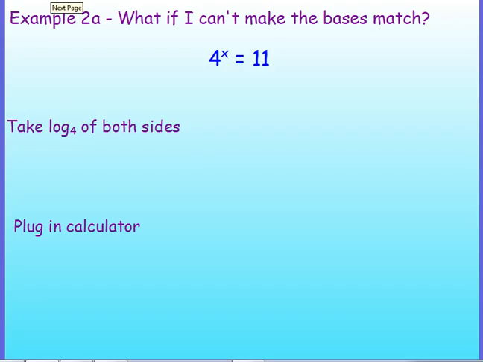So say I had this equation. 4 to the x power equals 11. Okay? So, does everybody see that it's impossible for me to turn 11 into base 4? Because 4 to no power, or at least no power that I can think of, is 11. Does everybody agree with that? Okay, so that's the problem. I can't change 11 to base 4. Okay? So, what do I do?